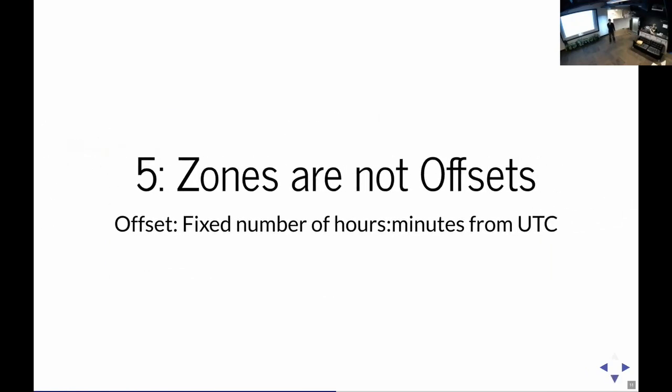Another thing that's a common misconception is that time zones are not offsets. An offset is simply, very simply, a fixed number of hours and minutes from UTC. So we are here in Vancouver. During the summer, we're -7 hours, and during the winter, we are -8 hours. Those are two different offsets, one time zone.